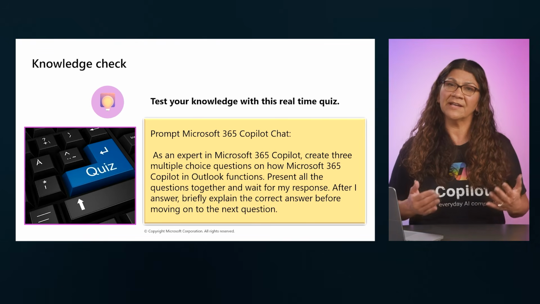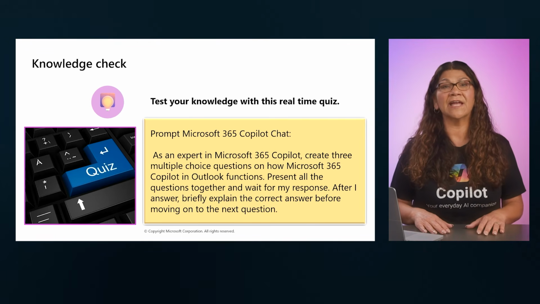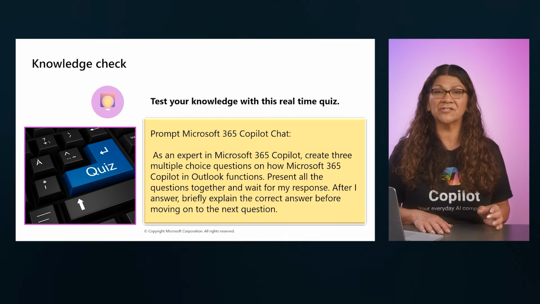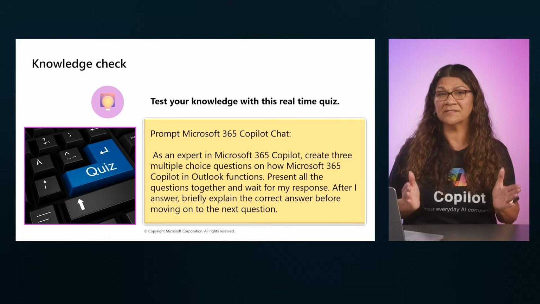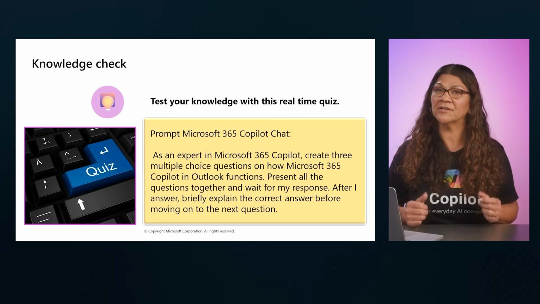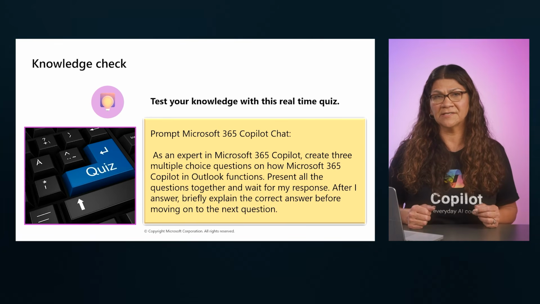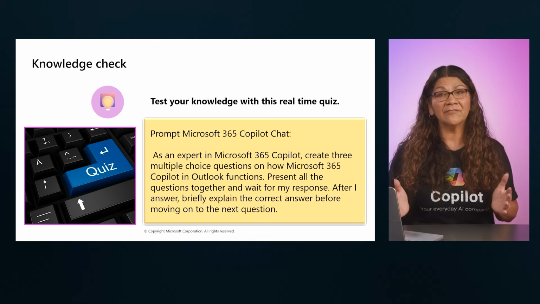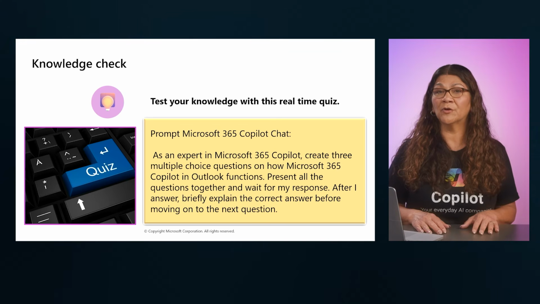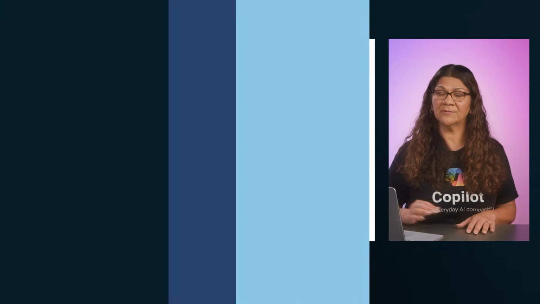As an expert in Microsoft 365 Copilot, create 3 multiple-choice questions on how Microsoft 365 Copilot in Outlook functions. Present all the questions together and wait for my response. After I answer, briefly explain the correct answer before moving on to the next question.